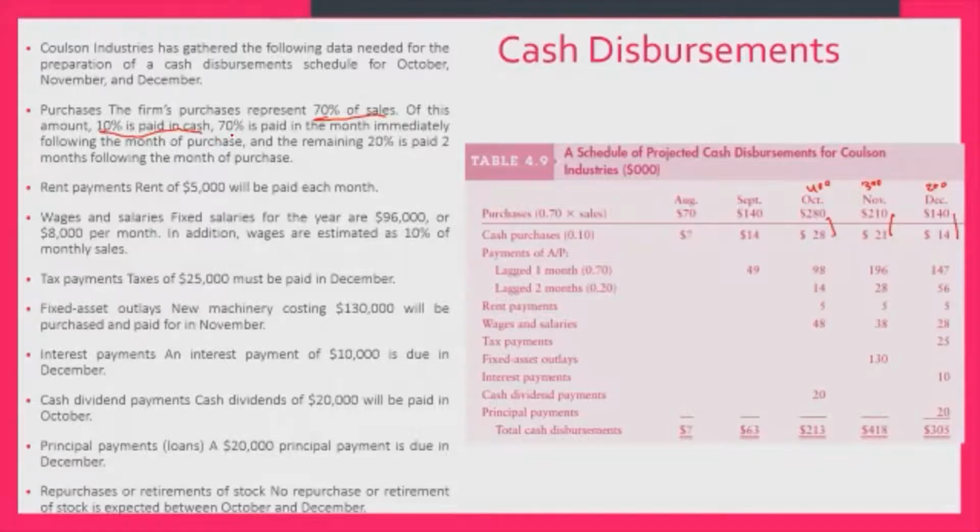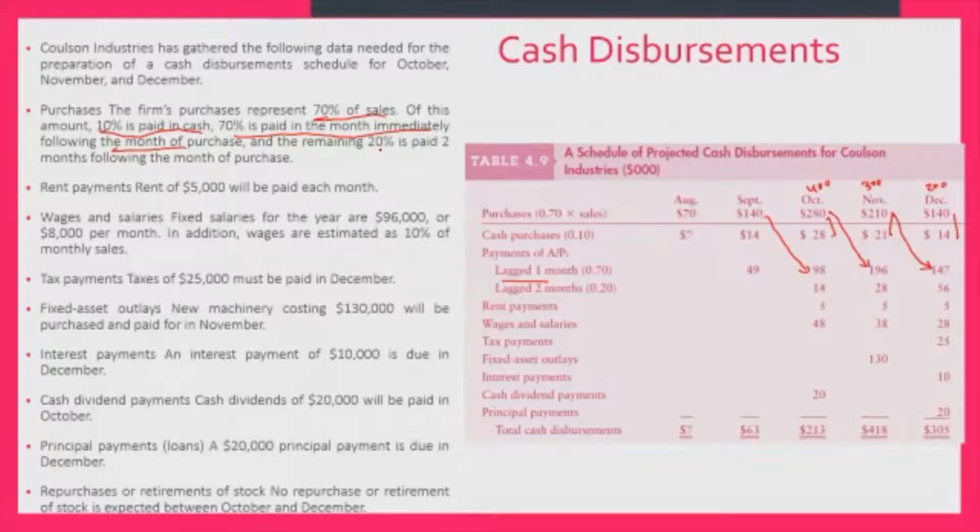Here we go again. 70% is paid in the month immediately following the purchase, 1 month after. So 1 month after, how much are we collecting? Lag 1 month. So for October, are we paying any money? Yes, we need to pay 1 month, 70% from September. 70% from October will be paid in November. 70% from November will be paid in December.